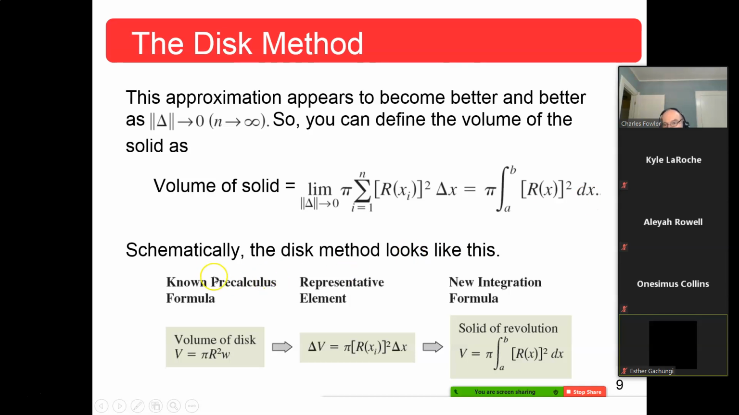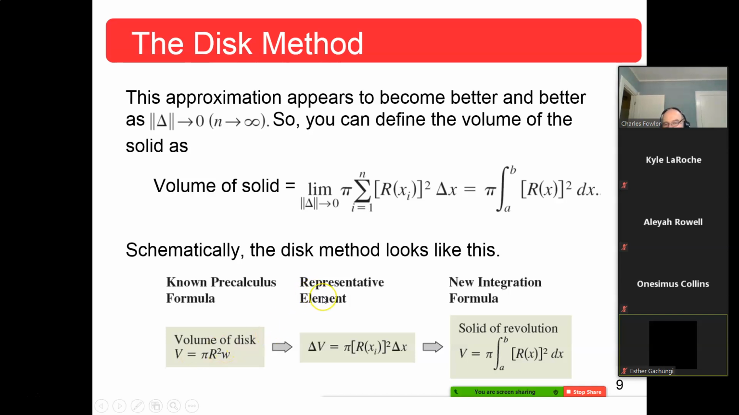Now, schematically, the disk method looks like this. Your known pre-calculus formula, and this is what they were talking about before, is that the volume of the disk is pi r squared w. That's your individual disk. That's it.